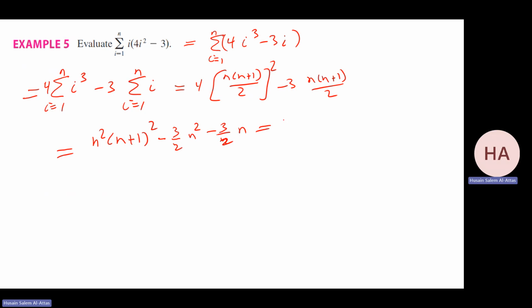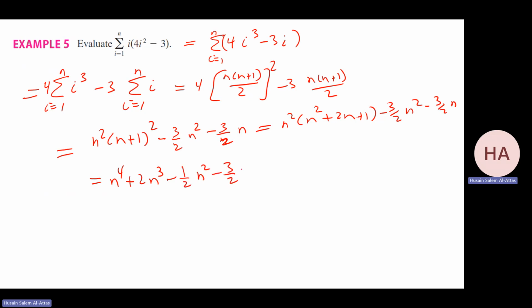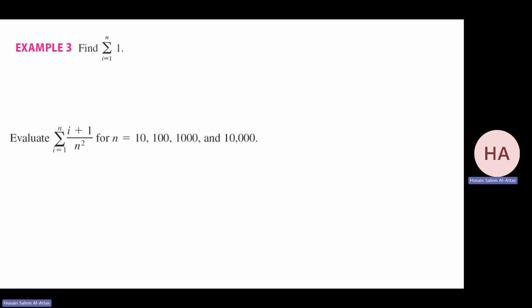So that gives me what? n squared times (n+1) squared, which is n squared plus 2n plus 1, minus 3 over 2 n squared minus 3 over 2 n. So I have n to the power 4 plus 2n cubed plus n squared minus 3 over 2 n squared, which is minus half n squared, minus 3 over 2 n. That will be the answer. Find the summation of 1. Also, we know it will be n. No need to worry about it.